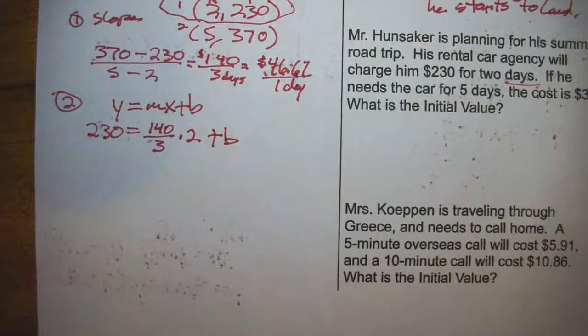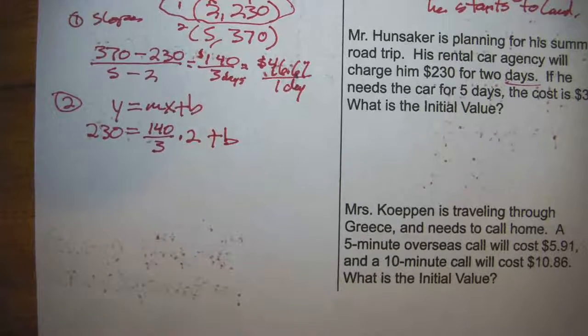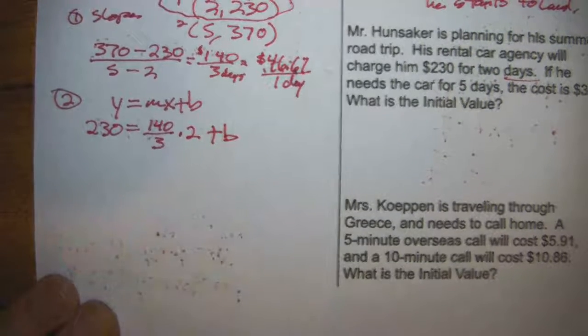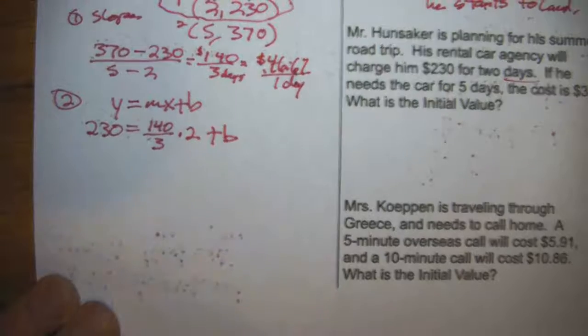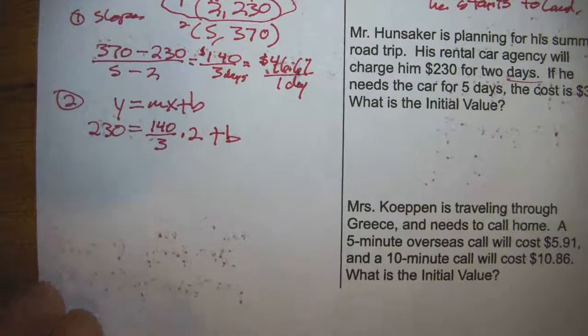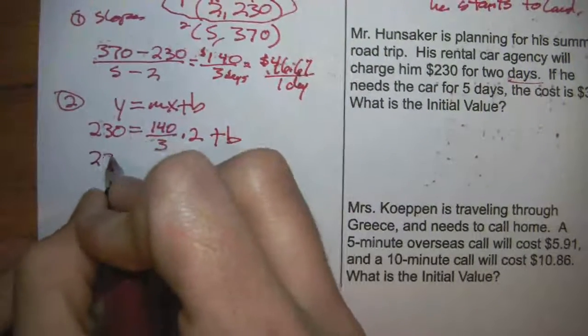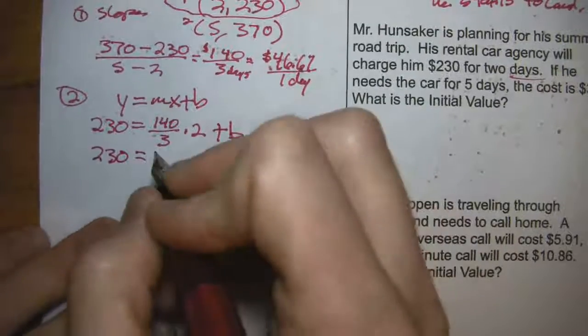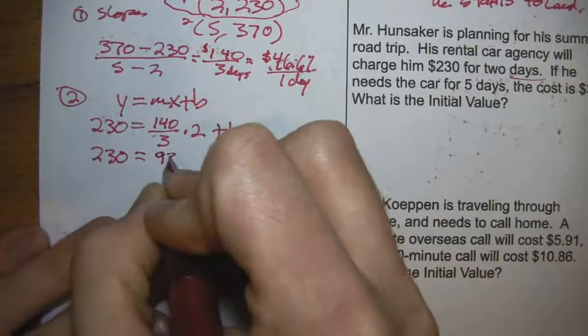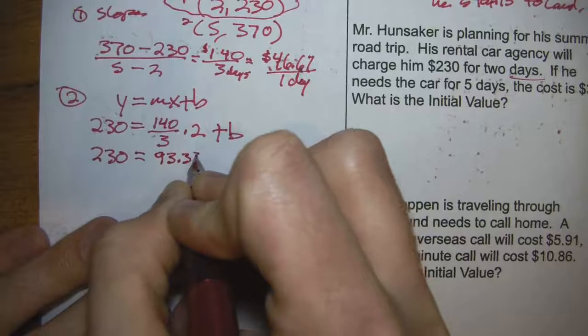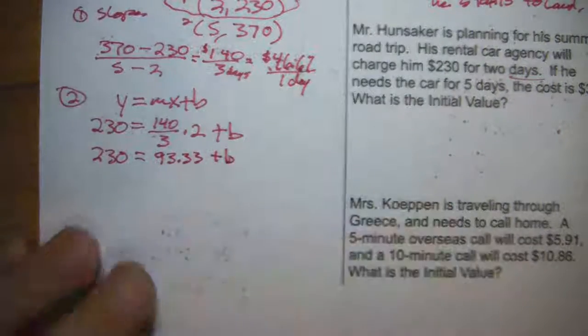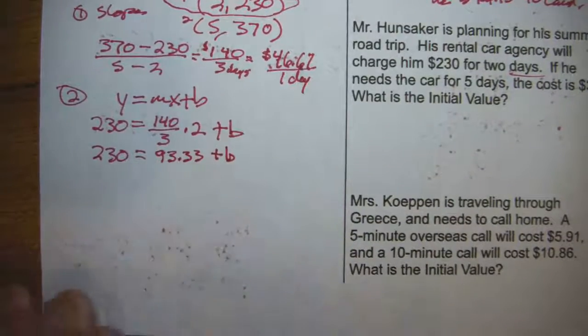In other words, what would it cost Mr. Hunsaker in this case? So I'm going to take 140, multiply it by 2, divide that by 3, and we're going to get, let's see, 230 is equal to, again, a rounded number here, $93.33. And again, that's why I'm going to round it there, because it's a dollar amount.